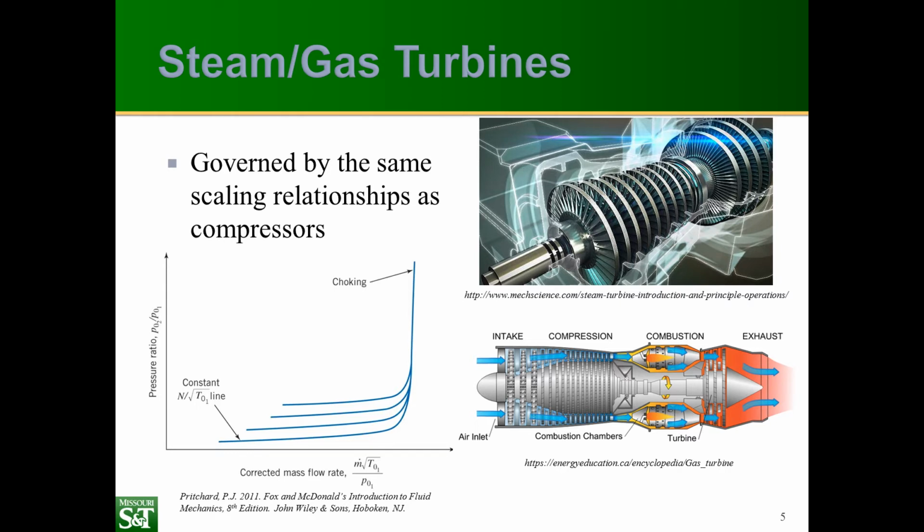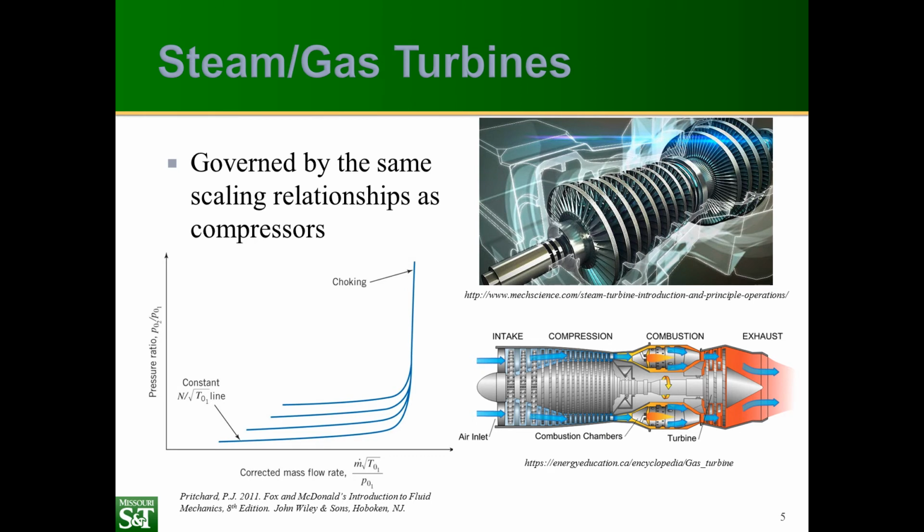Steam and gas turbines are governed by essentially the same scaling relationships as compressors. In fact, many of the governing equations are the same. It's actually a type of axial flow turbine with compressible flow. Now, these types of devices don't have performance that's a strong function of the speed. If you look at the corrected mass flow rate and the specific speed and so on, the performance of these turbines is not a strong function of the specific speed.